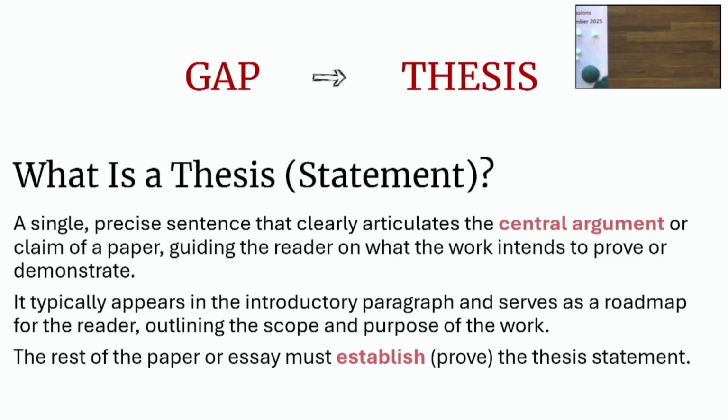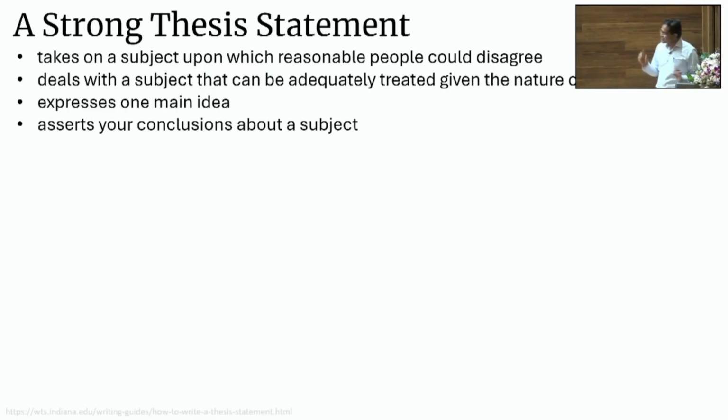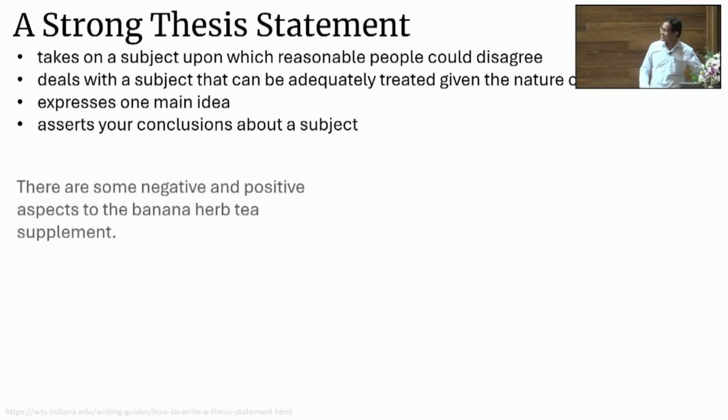So, let's skip to that. A strong thesis statement is very important. Reasonable people could disagree on the topic that you are discussing. That is a property of a strong thesis statement. It must be adequately treatable using the natural experiments that we can do. It usually expresses one main idea and asserts your conclusions, and there must be a conclusion in that. You must take one side in the thesis statement. You cannot take two sides.